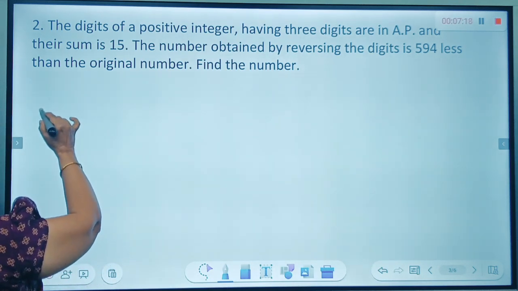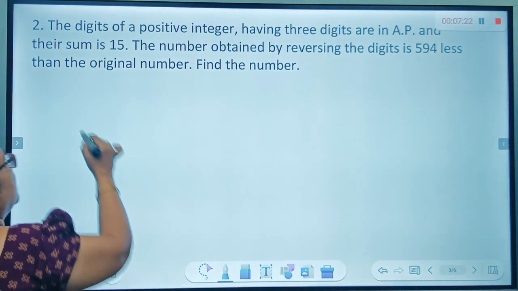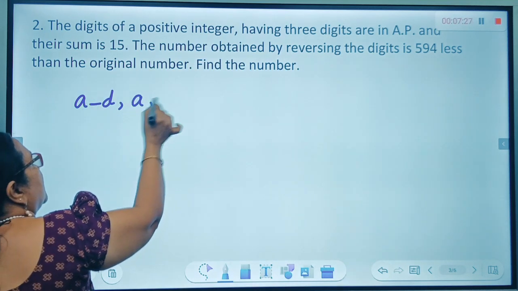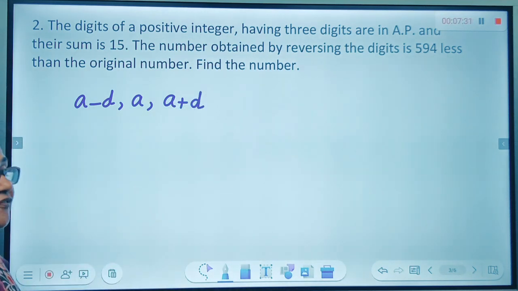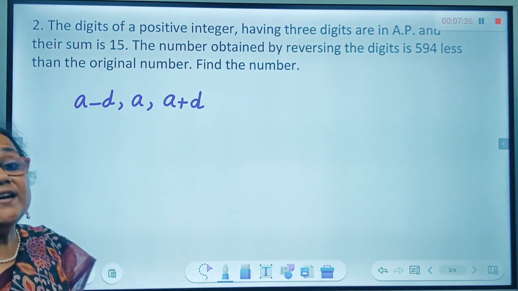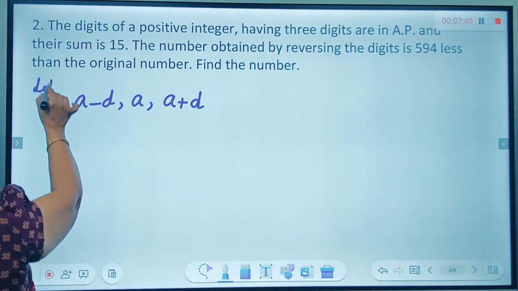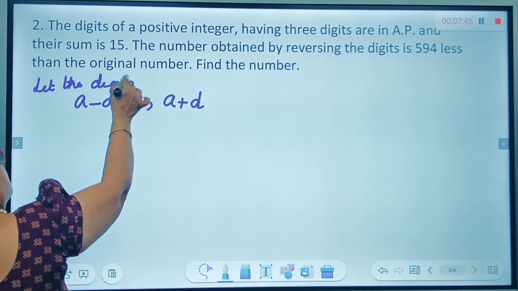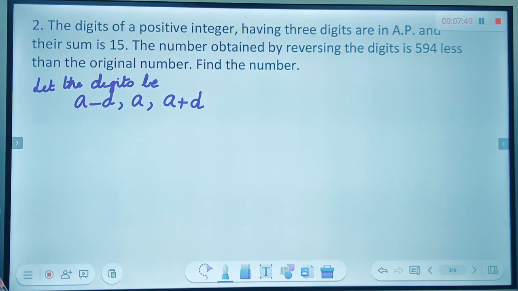Since the sum is given, it is very convenient to choose the numbers as a minus d, a and a plus d. Why? Because if I need to add them, my d will get cancelled and it will help me to immediately obtain the value of a. So I am going to let the digits be a minus d, a, a plus d.